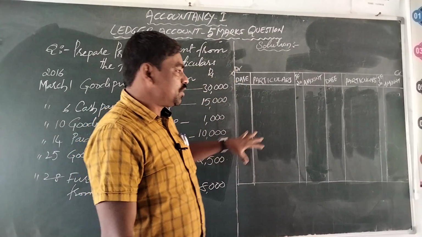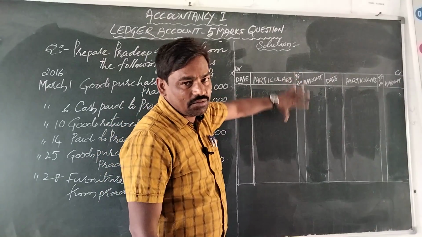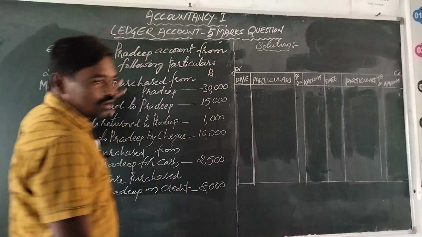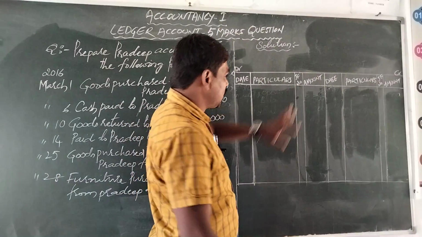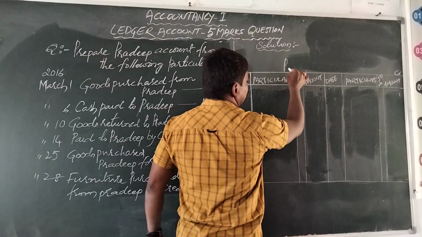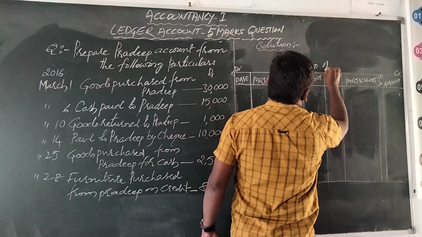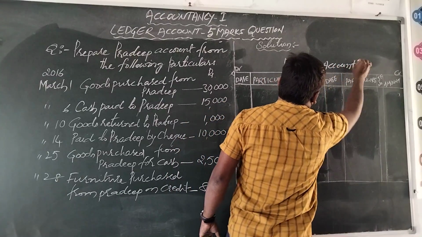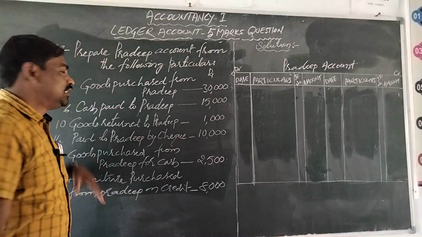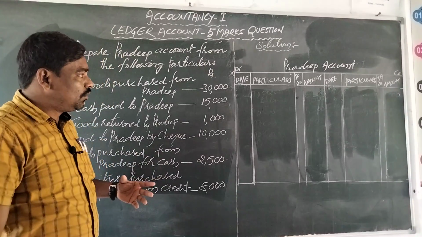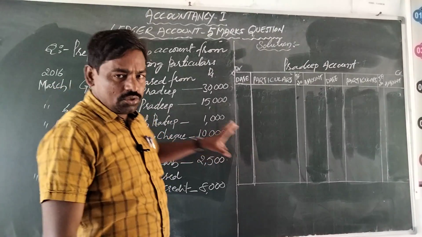After preparation of the ledger account pro forma, you write the heading of this account as a title. In this problem you are asked to prepare Pradeep account, so you write the same as the heading of this account: Pradeep account. After writing this heading, you start posting the information, thinking the ledger or journal entries in your mind. Observe how we are going to record the given information in the Pradeep account.